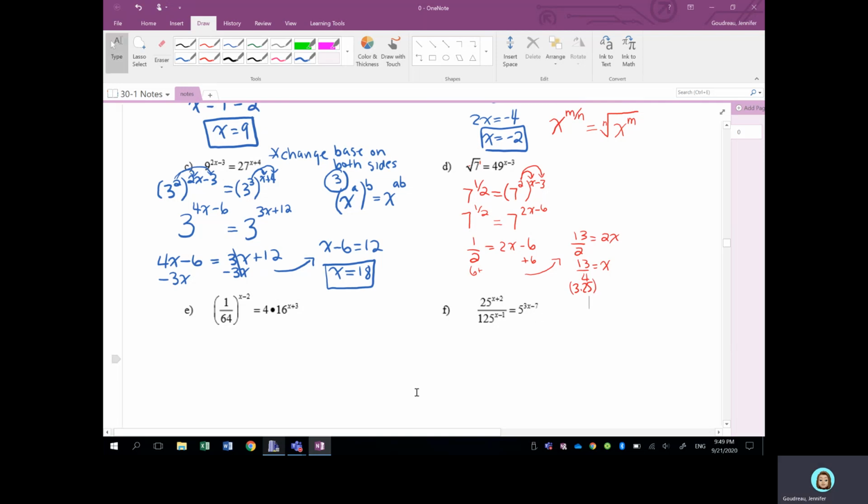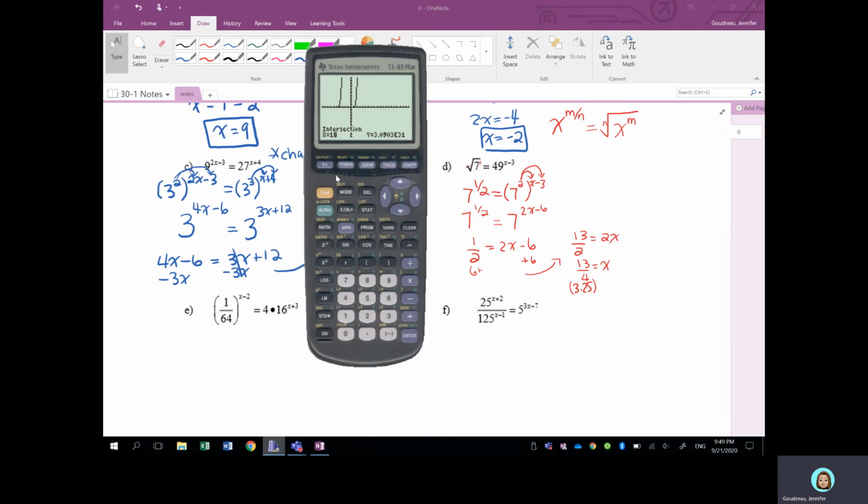Let's go ahead and check that on the calculator. Go to y equals. Let's clear out what we have in there. One side is the root 7. Other side, 49 to the power of x minus 3. Oops, bracket there first. And then let's find the intersection point.